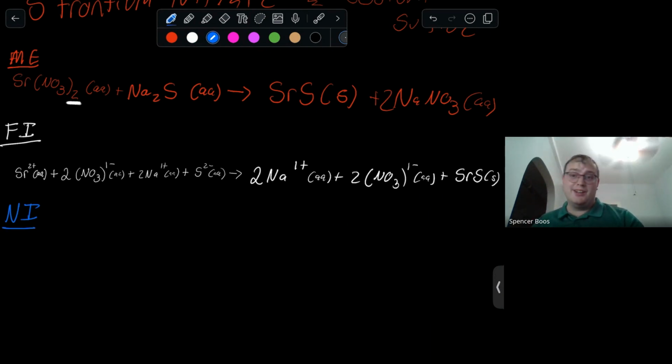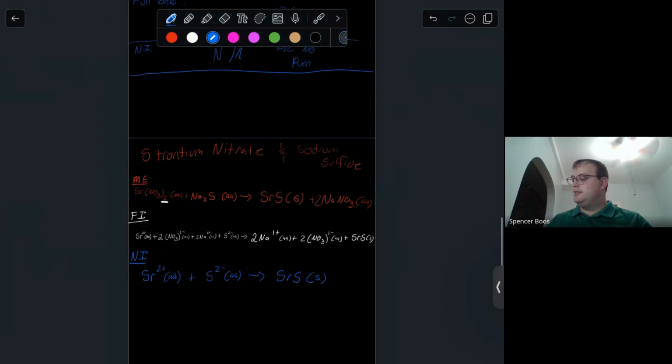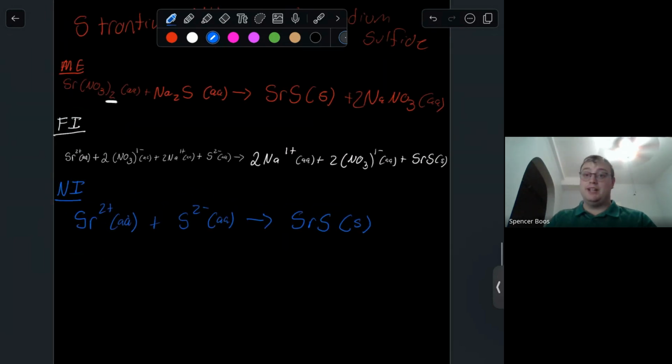Okay, SrS is our compound that we need to make. So that means we need a strontium with a 2 plus, that is aqueous, plus sulfide, which has a 2 minus, that is aqueous. And this yields SrS, solid. And that would be your final answer.